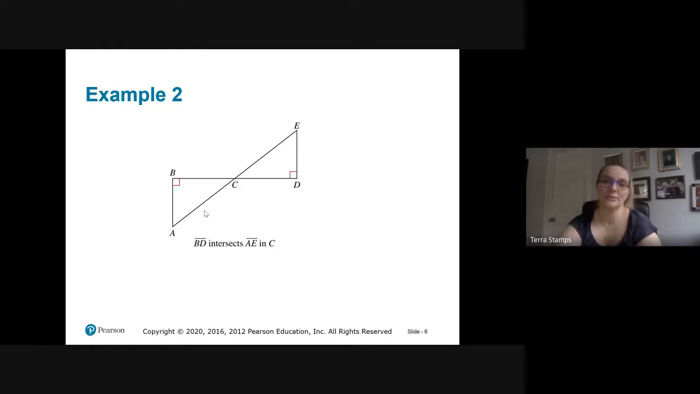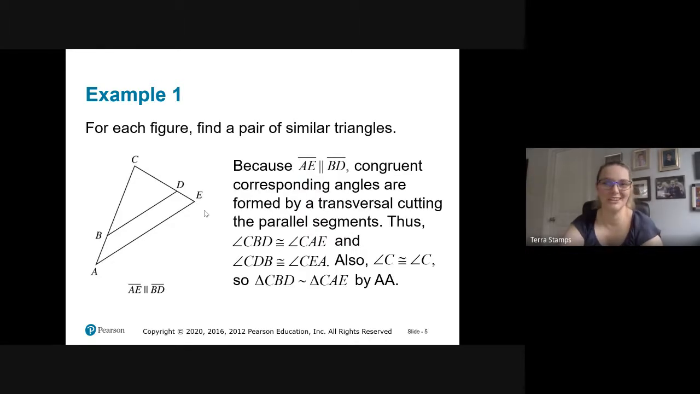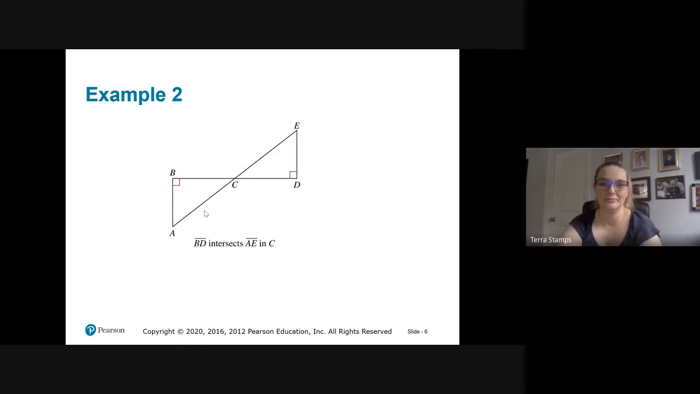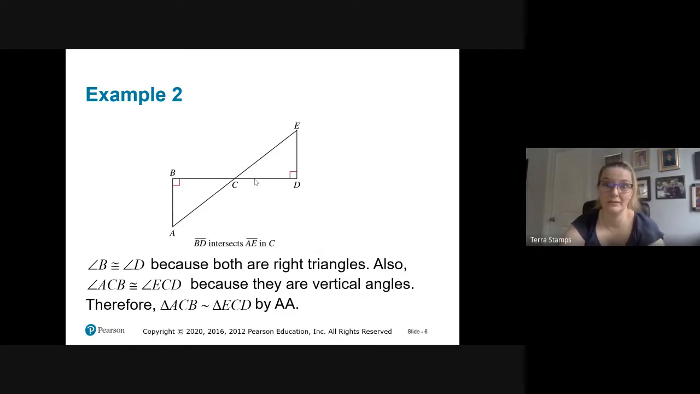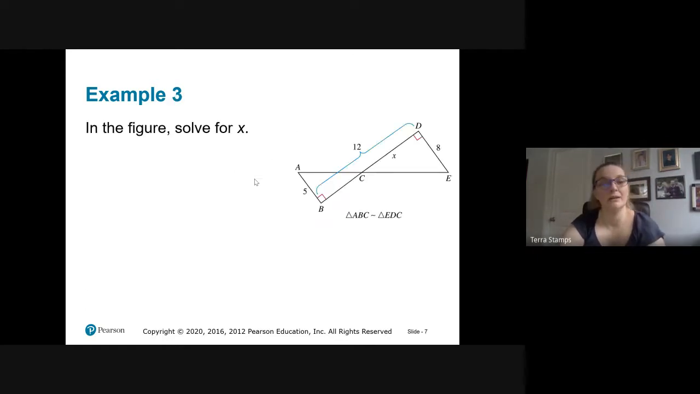All right, so let's look at this one. So same directions, find a pair of similar triangles. So BD intersects AE at C. Well, we got the right angles are congruent, right? In this triangle up here and this triangle over here, the right angles are congruent. This angle right here at C are vertical angles, so we know they're congruent. So angle, angle. All right, so in this figure, let's solve for x.